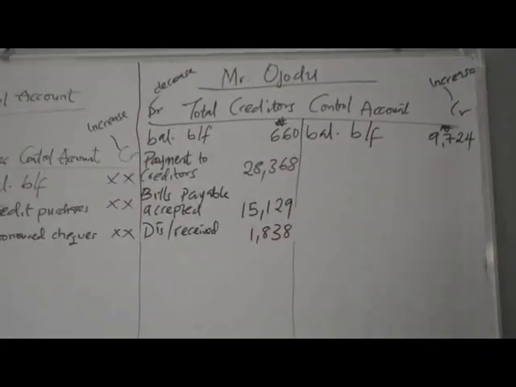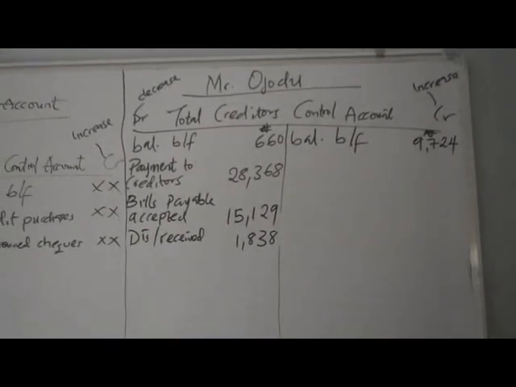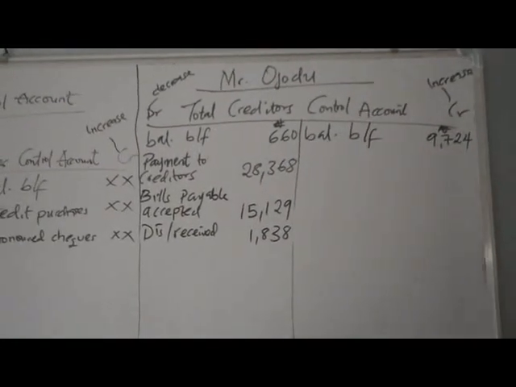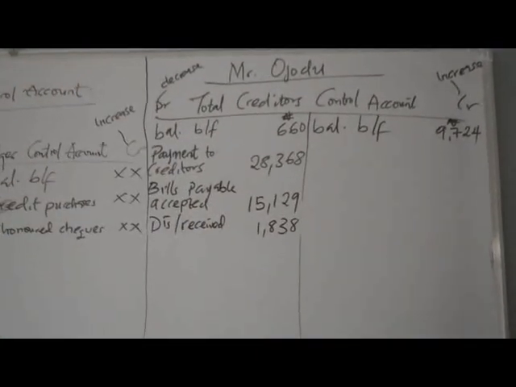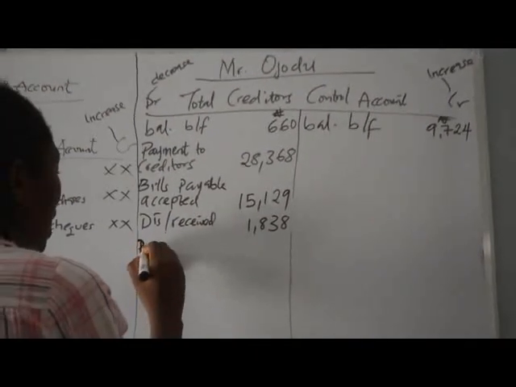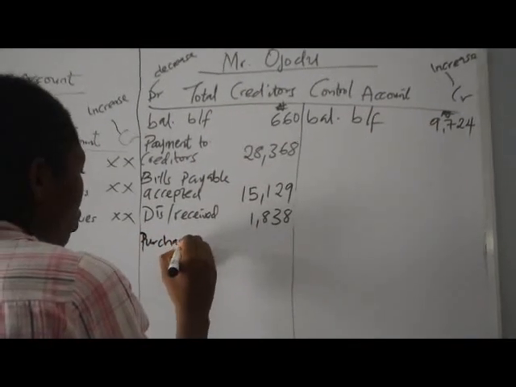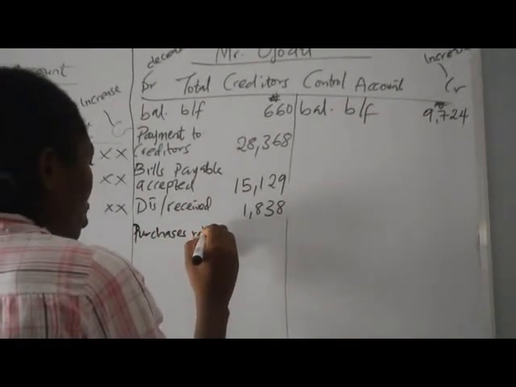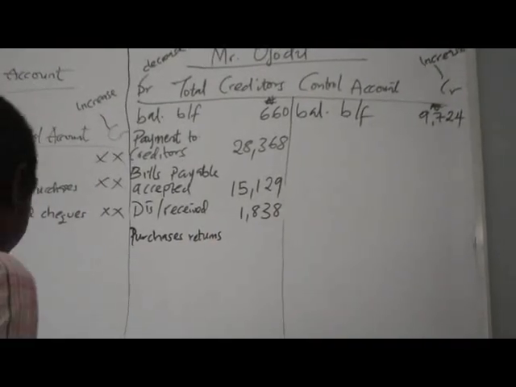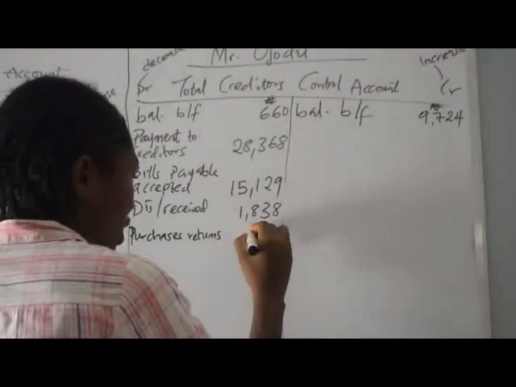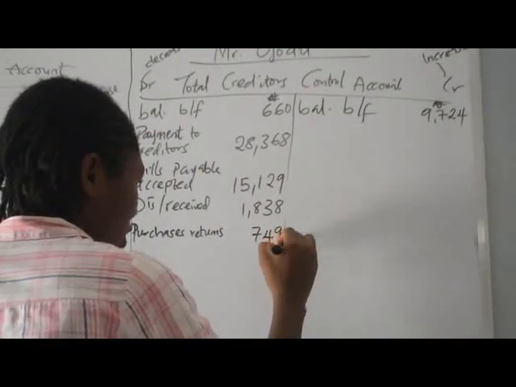Alright, the next we are having is purchases returned. That's the returns outward, okay. Purchases returns will also reduce the amount we are owing to our suppliers. So we are debiting our purchases returns. Alright, it's also called returns outward. We have a returns of 749 naira.